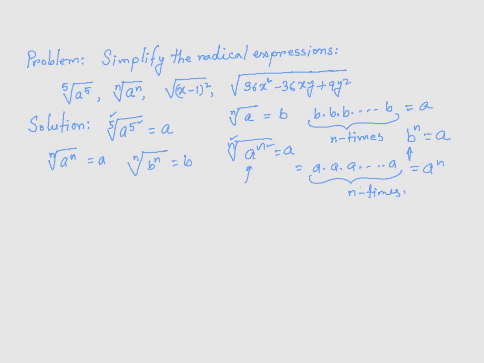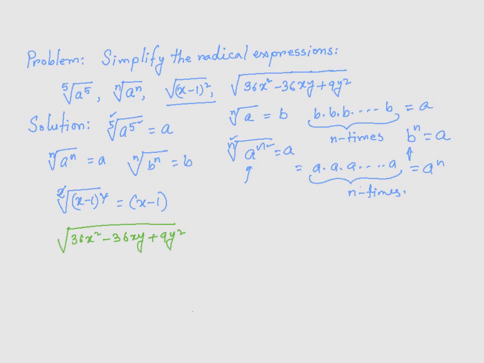Now I can go ahead and use this definition or rule to simplify the square root of x minus 1 whole square. Now remember, square root means there is an implicit 2 here. So now this 2 exponent and this second root 2 are going to cancel each other out. That's going to give you just x minus 1.